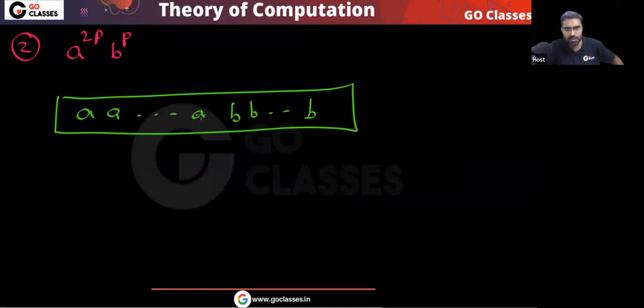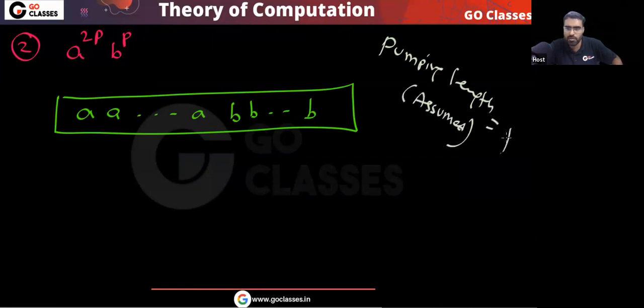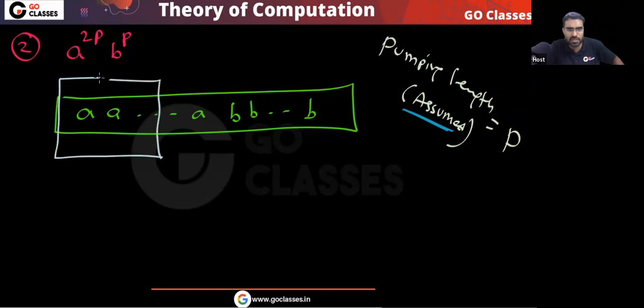So there are 2P A's, and there is your pumping length that you have assumed. We have assumed pumping length equal to P. So in which area will you find this Y? You will find Y within the first P symbols. Yes or no? Within the first P symbols, you will find Y.